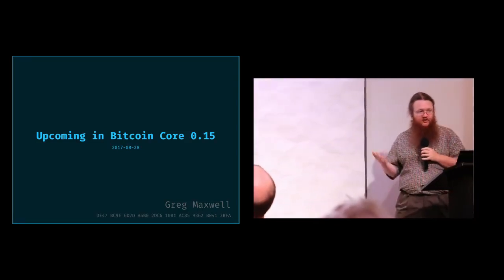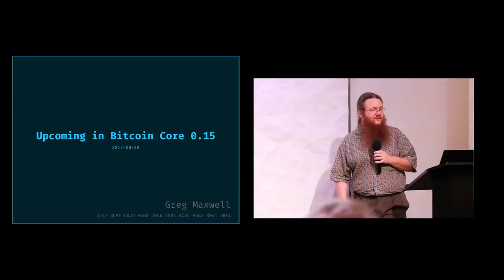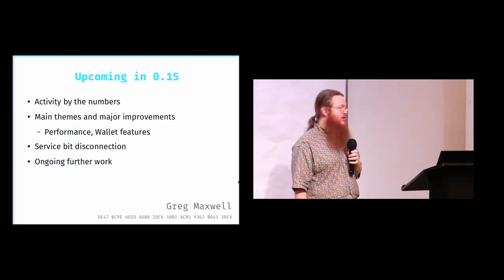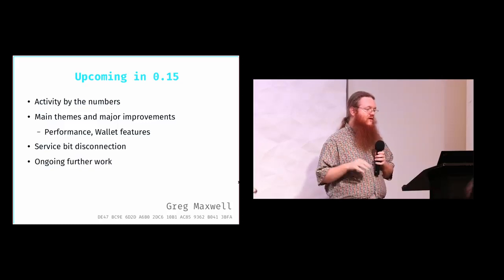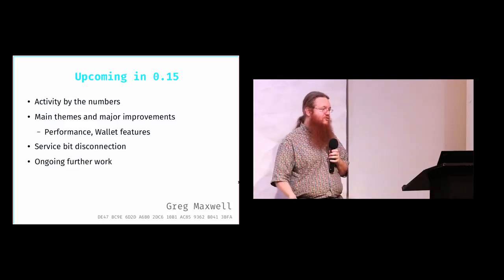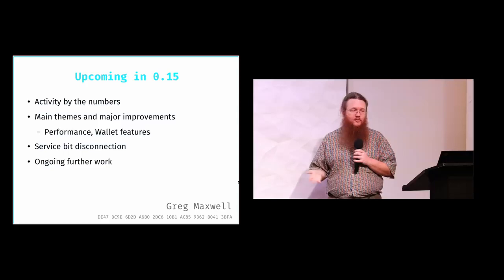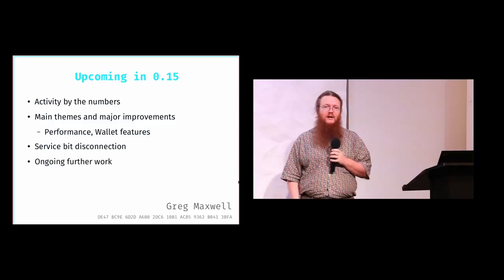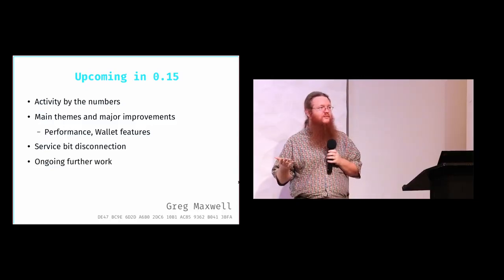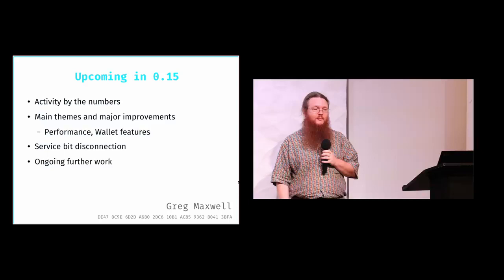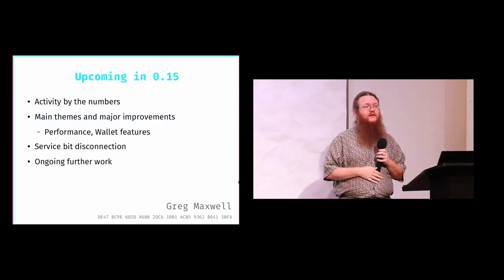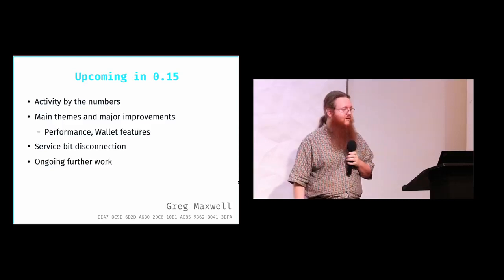So first thing I'm going to talk about for 0.15 is just some numbers-wise breakdown. What kind of activity is going on in Bitcoin development right now? I'm going to talk about the major themes and major improvements, things about performance, wallet features. I'm going to talk a little bit about this service bit disconnection change, which is a really minor and obscure thing, but created some press. I think there's a lot of misunderstanding about it. And then I'm going to talk about some of the future work that's not in 15 that will be in future versions that I think is interesting.